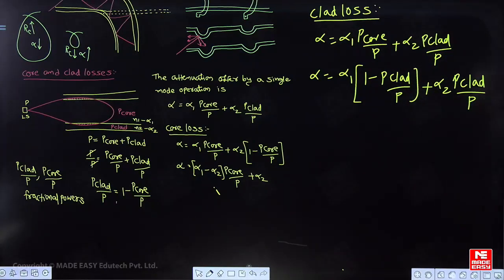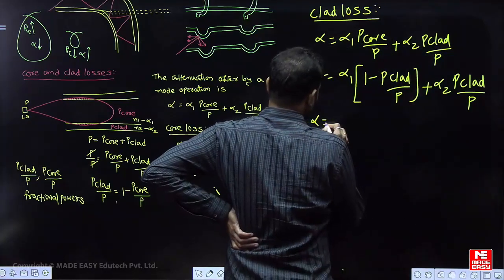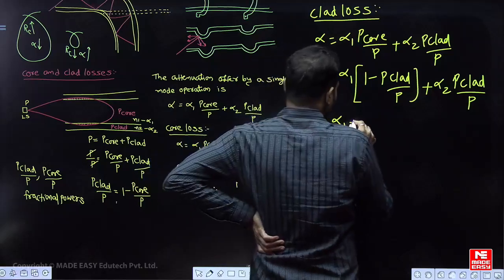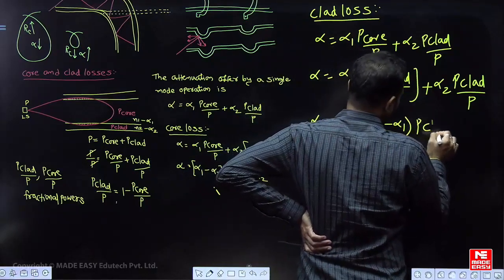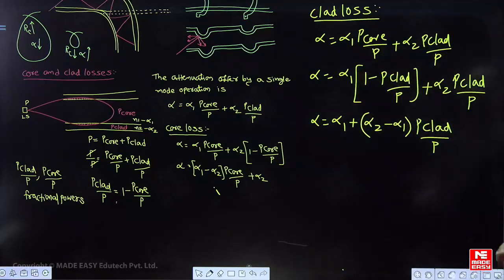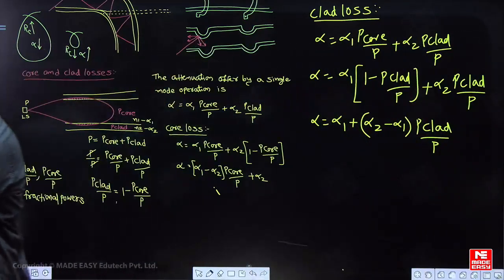Now after writing this, your alpha is equal to alpha 1 plus (alpha 2 minus alpha 1) into P clad by P. So this is called the core and clad loss. This formula is called the core and clad loss. Okay.